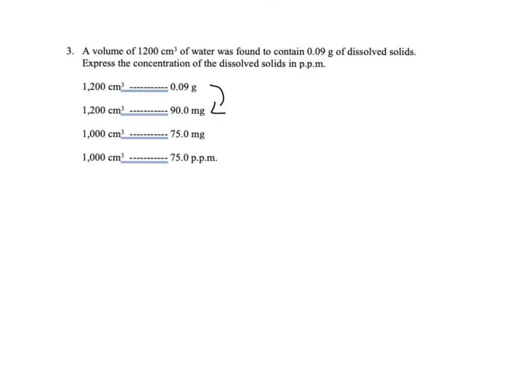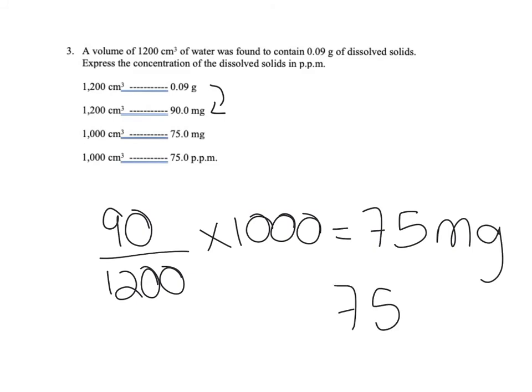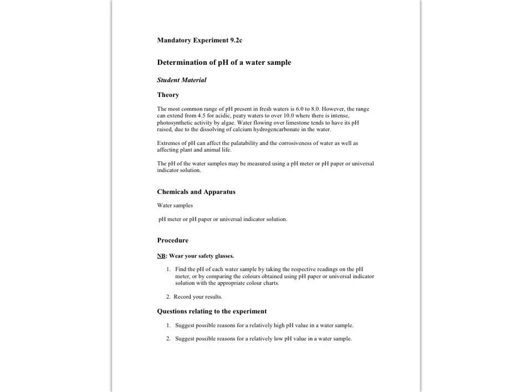And that gives us 90 milligrams, but that's in 1,200 centimetres cubed. I don't want it in 1,200, I want it in a litre. So the easiest thing for us to do is to divide 90 by 1,200 and multiply it by 1,000. By doing that, it converts it to a litre, and we end up with 75 ppm. The last bit in all of this, guys, is to measure its pH.